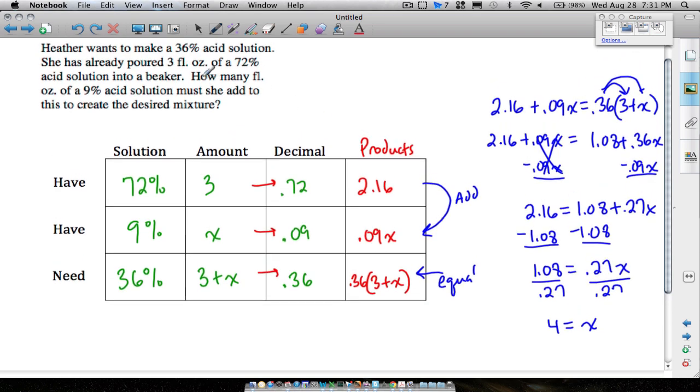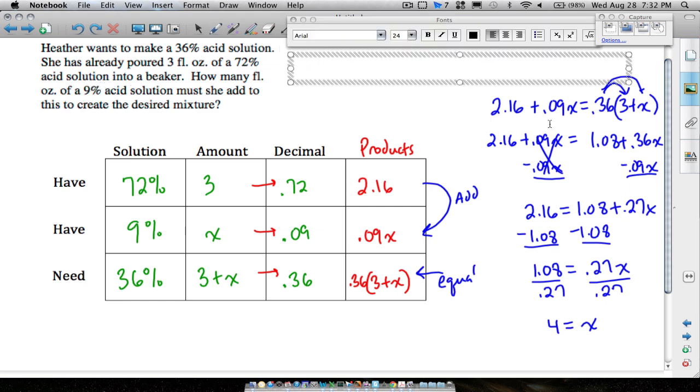The question was asking us how many fluid ounces of a 9% acid solution. When we filled in this chart, we were trying to find the amount of the 9% solution. That's why we called this x. Well, we just found it. We need 4 fluid ounces of the 9% acid solution. We need 4 fluid ounces of the 9% solution.